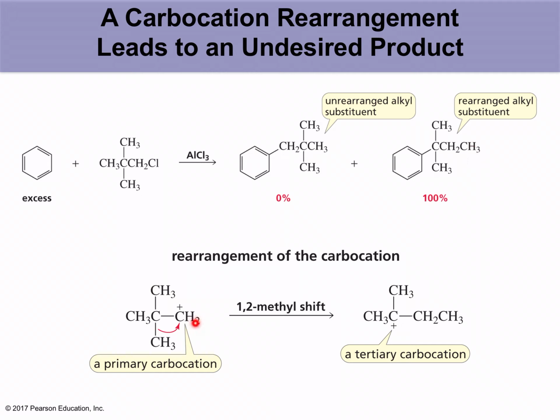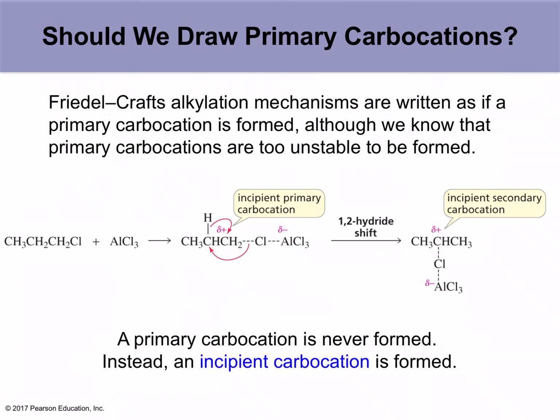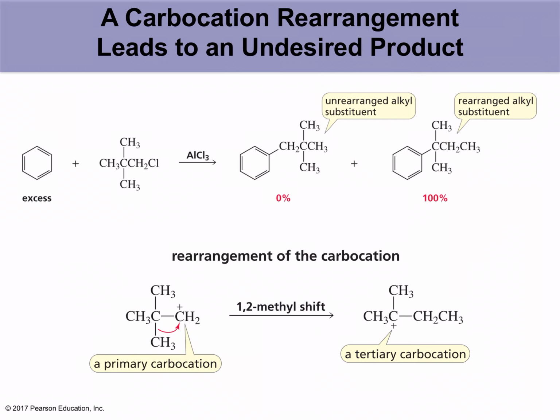Okay, how does the rearrangement take place? So this is your primary carbocation. Now it is a methyl shift. The methyl group will shift onto this carbon, generating a tertiary carbocation. Now this will add onto the benzene ring. Should we draw primary carbocations? Remember we learned in organic 1, primary carbocations are not stable.